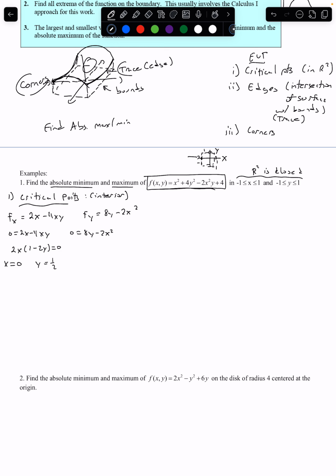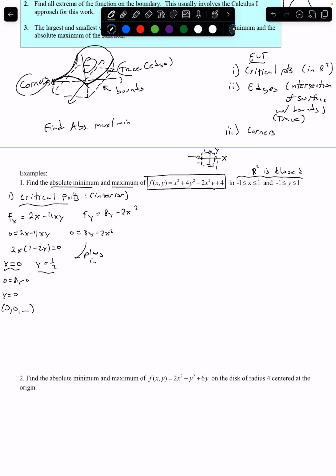Now, to get the corresponding values, I'm going to plug these in to solve for the corresponding other values. In other words, when x is 0, into this function, we would get 0 equals, well, that's just going to become 8y minus 0, so y is 0. So one of my critical points is going to be 0, 0. We don't know the z value yet.